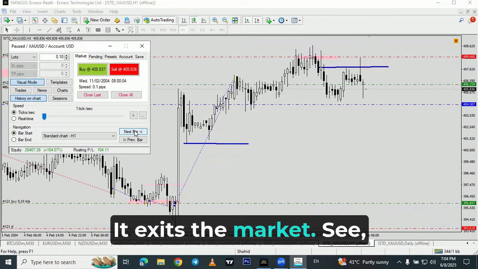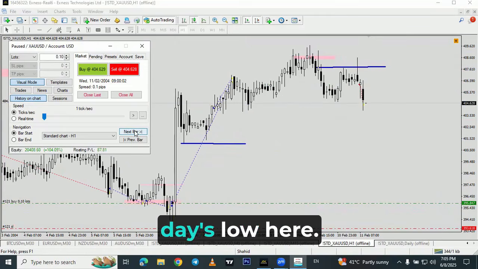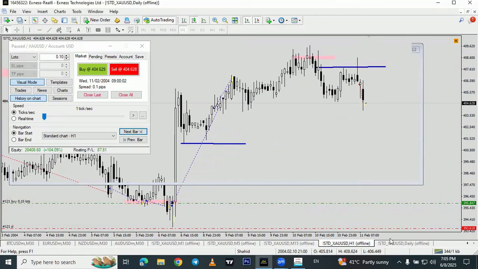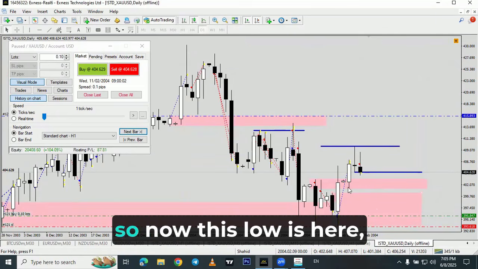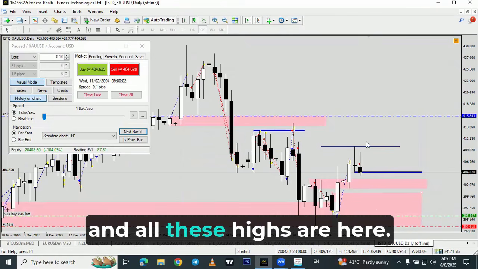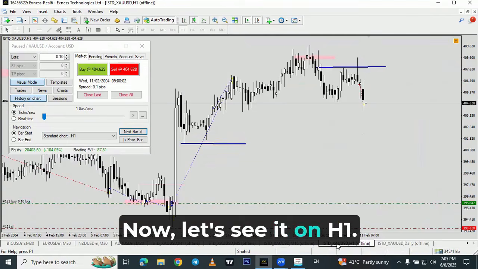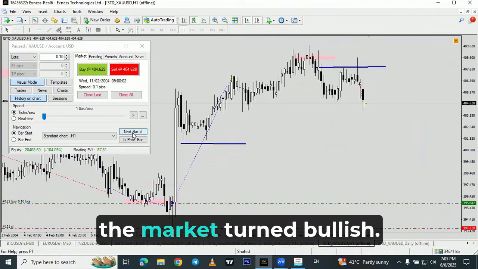It exits the market. See, it has picked the previous day's low here. It has also picked the previous day's low. So now this low is here and all these highs are here. Now let's see it on H1. After picking this low, the market turned bullish.